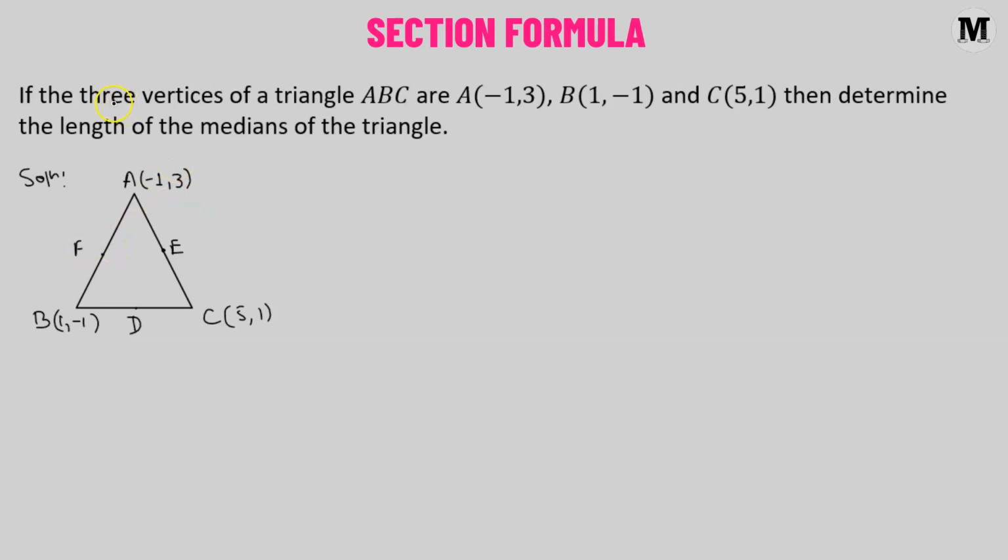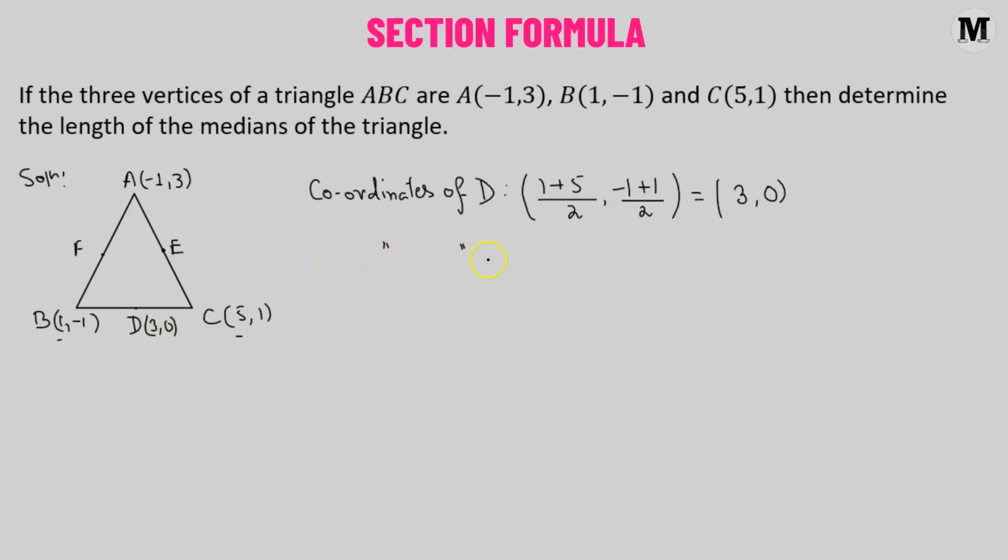Okay, so let's find out the coordinates of each of the midpoints. To find out the coordinates of D, for the x coordinate we sum up the x coordinates of each of the endpoints. So we have 1 added to 5 and we're going to divide it by 2. To find out the y coordinate, we're going to sum up the y coordinates of the endpoints. So that's -1 added to 1 divided by 2. So 5 plus 1, that's 6. 6 over 2, that's going to be 3. And the y coordinate is going to be 0, meaning the coordinates of point D are 3, 0.